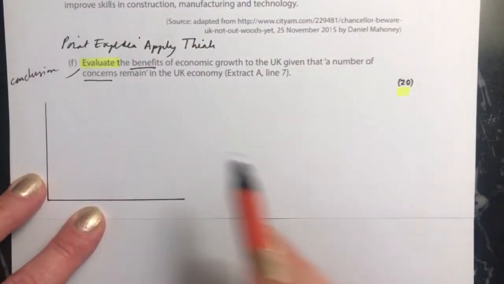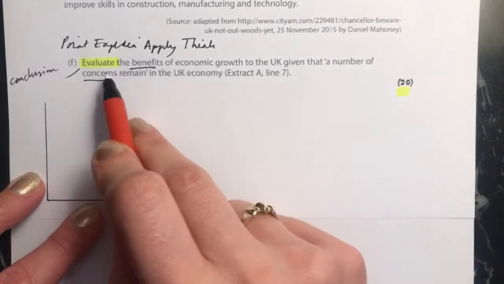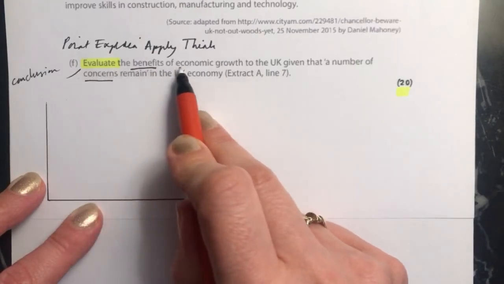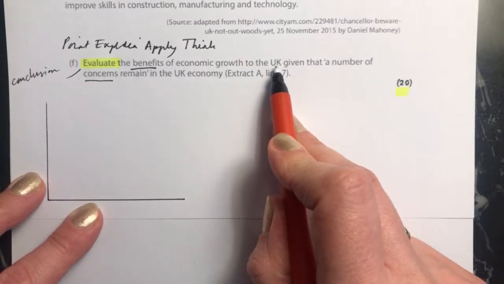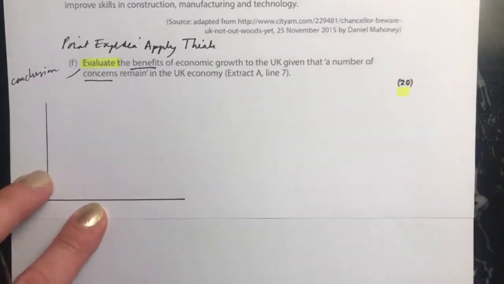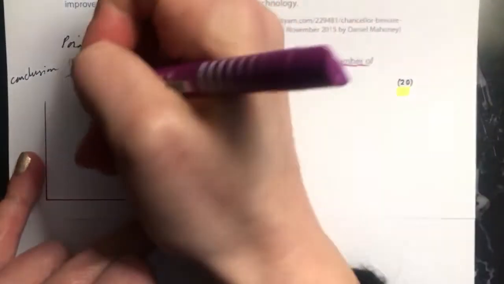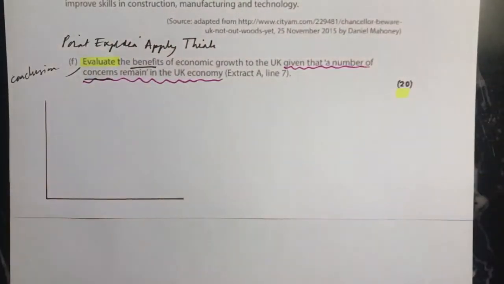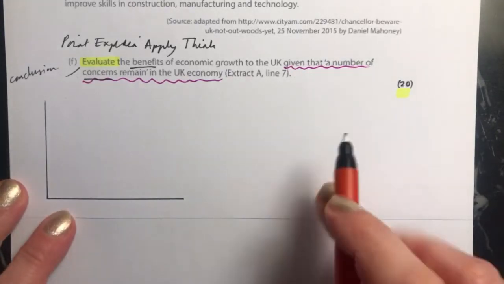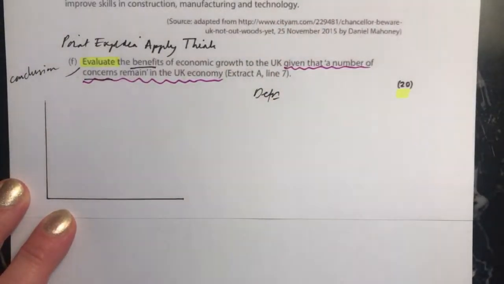And on top of that, you must also make sure that you're doing exactly what the question asks you to do. So it says here, evaluate the benefits. So we're going to have to give the benefits of economic growth for the UK. However, we've also got to consider this, given that a number of concerns remain in the UK economy. This is really fundamental in the answer. If you don't address that, then you can't get the full 20 marks because that is a fundamental part of answering it.